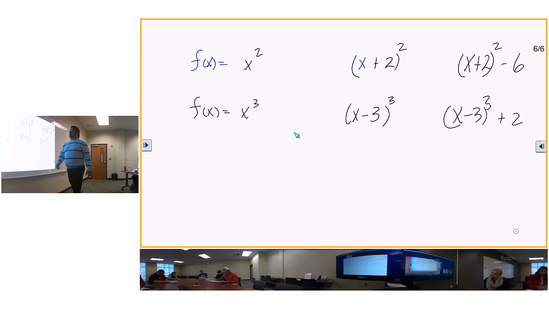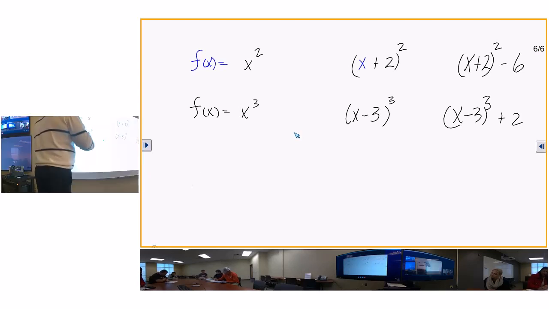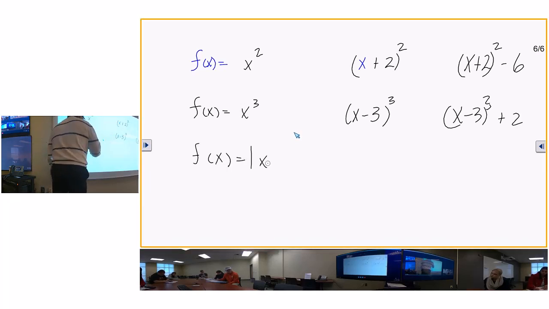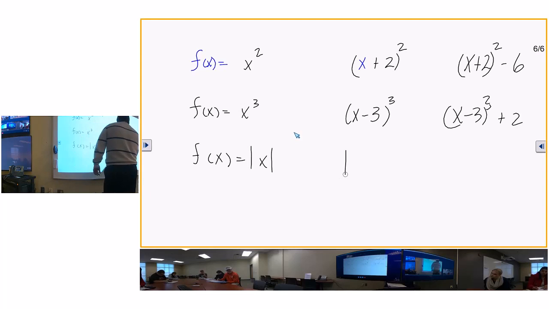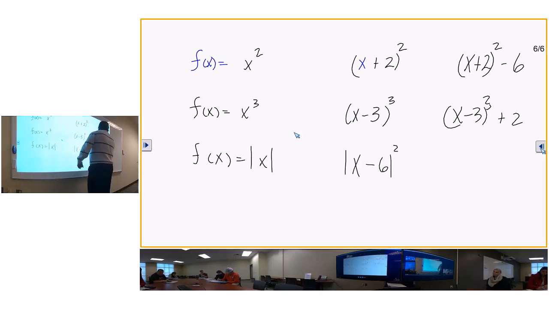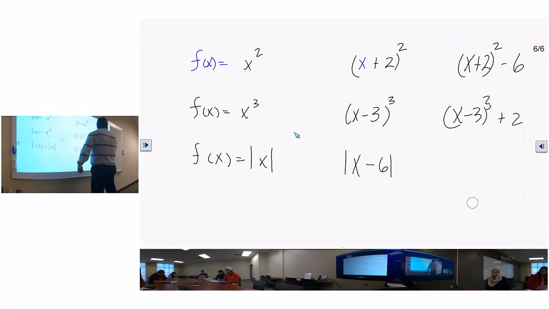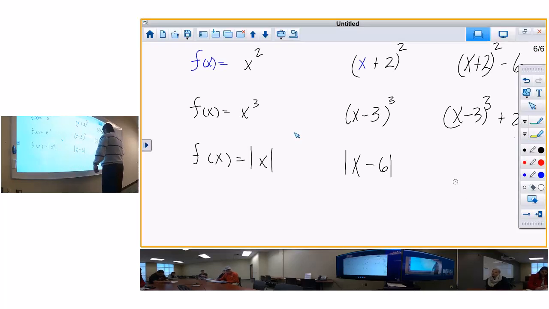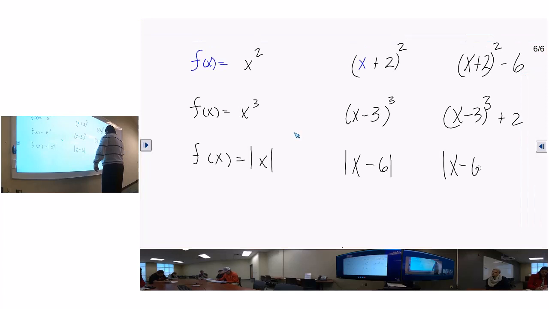And then you can do all the family graphs. There's 8 or 10 different graphs. You can play with this. Okay? Let's do an absolute value. f of x is equal to the absolute value of x. Absolute value of x minus 6. Oops, doesn't have a square here. Absolute value of x minus 6 plus 4. And you graph those 3.